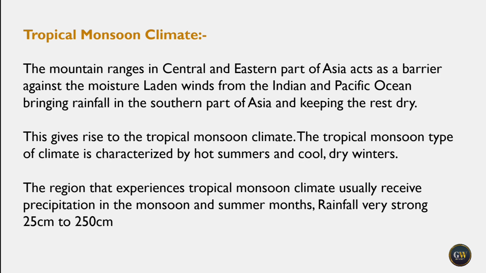So what are the reasons for this climate type? Let's understand this. The mountain ranges in central and eastern part of Asia act as a barrier against the moisture-laden winds from the Indian and the Pacific Ocean, and this brings rainfall in the southern part of Asia and keeps the rest dry. This gives rise to the tropical monsoon climate. The tropical monsoon type of climate is characterized by hot summers and cool dry winters.